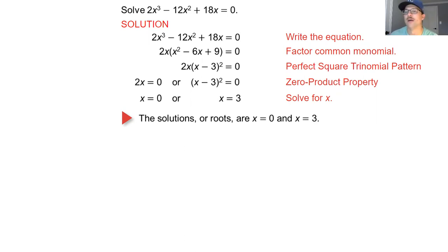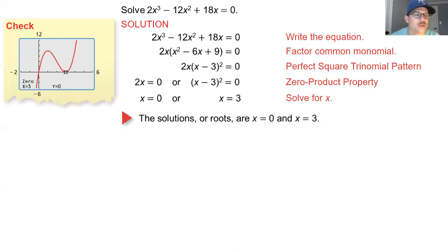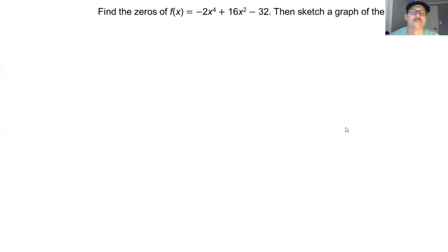That's where the graph crosses your x-axis. It crosses at an x value of 0, and then it comes back either down or up again at x equals 3, and then continues on again to infinity. So you can check that using the graphing calculator. So notice how it's crossing at 0 and then 3 again, and then continuing on forever.